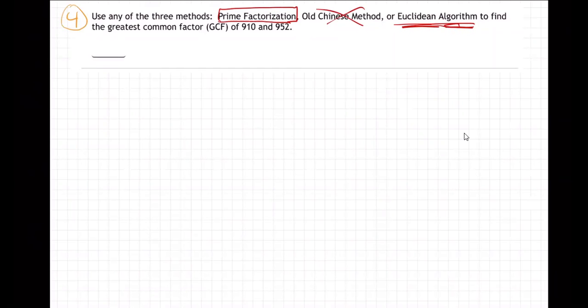Let's find the greatest common factor, or the greatest common divisor, same thing, of 910 and 952. In other words, what's the biggest number that divides evenly into 910 and into 952? Well, I'm going to do it by prime factorization. So I'm going to make a little factor tree over here, and I'm going to find the prime building blocks of 910. What goes into 910?